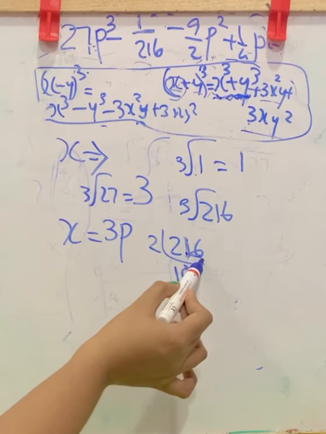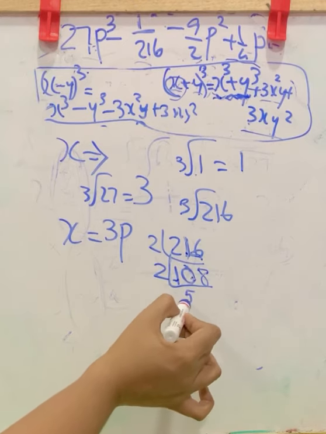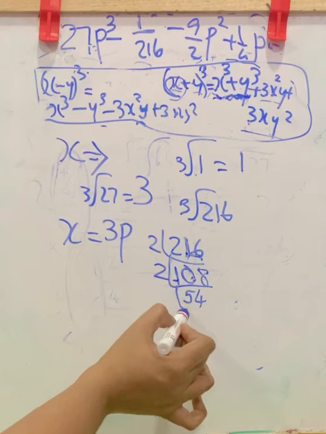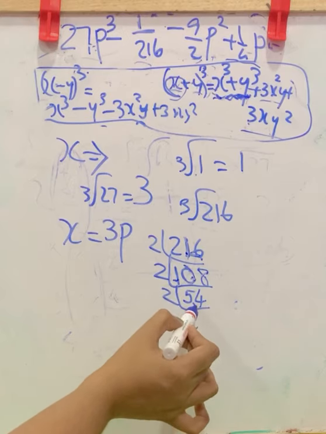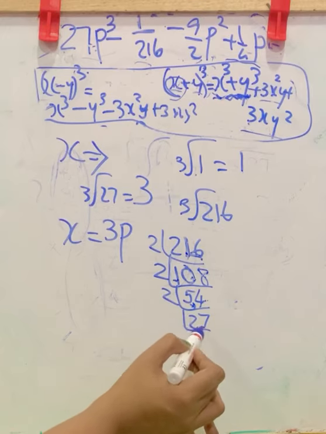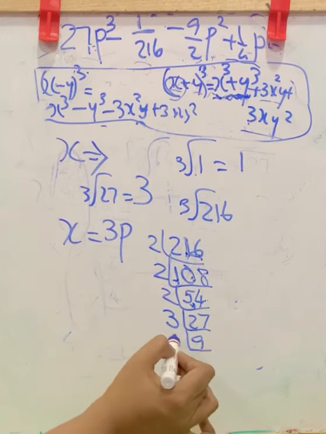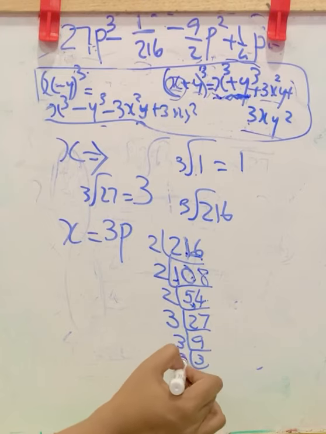So this becomes 16. Now 8 2s are 16. 2 in 10, 5 2s are 10. In 8, 4 2s are 8. 2 2s are 4, balance 1, this becomes 14. So 7 2s are 14. In this 3 9 3s are 27, again 3 3s are 9, again 3 1.